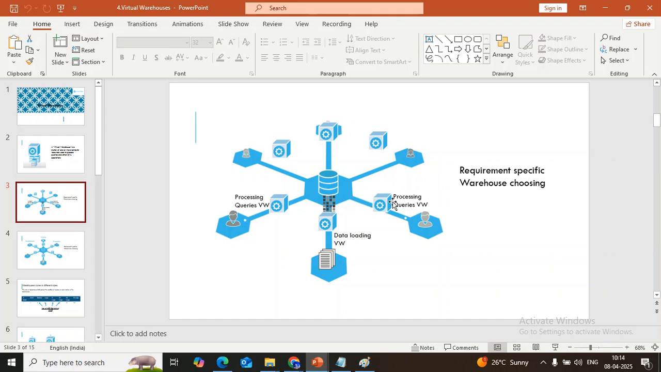Okay, another warehouse. Suppose they are a higher role, and they are dealing with a very huge volume of data. So suppose I have taken a small warehouse here, and I have taken multi-cluster also here. Multi-cluster means I have given the minimum cluster as one and the maximum as two, for 50 users having access to these warehouses.